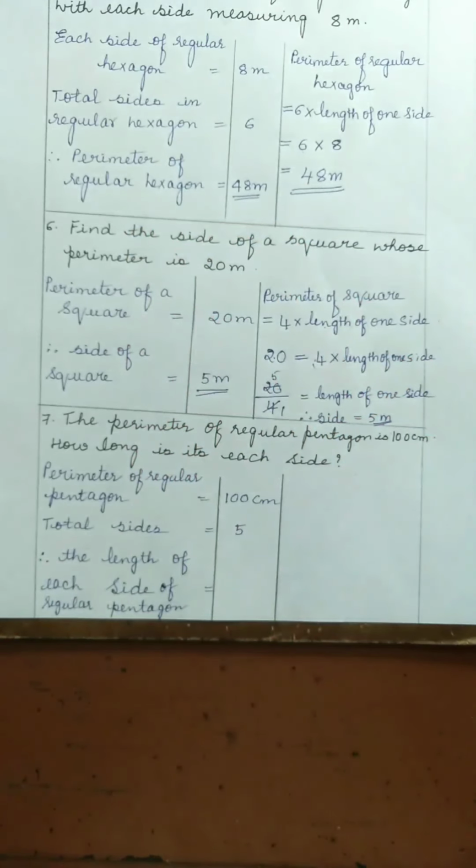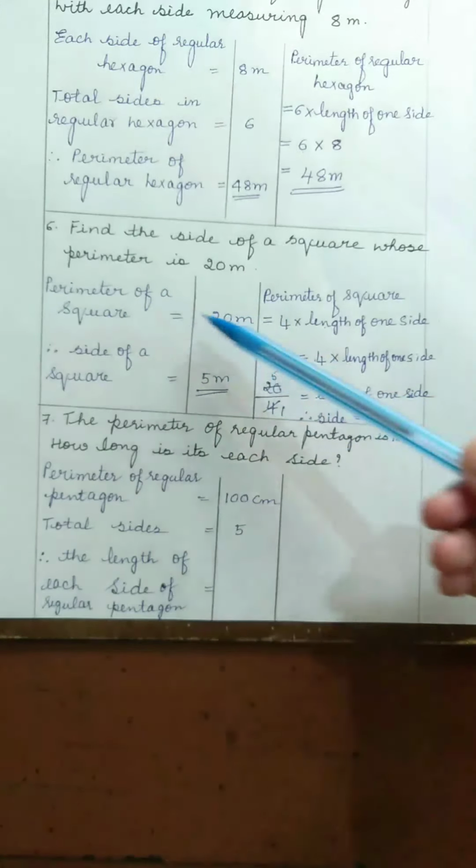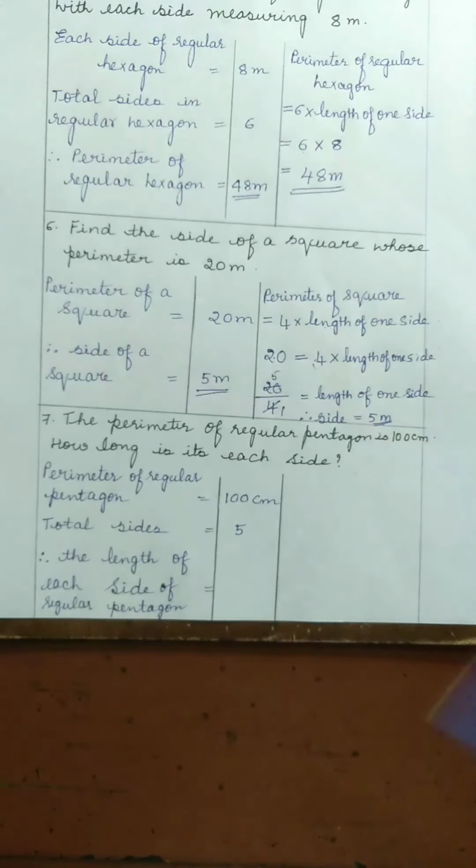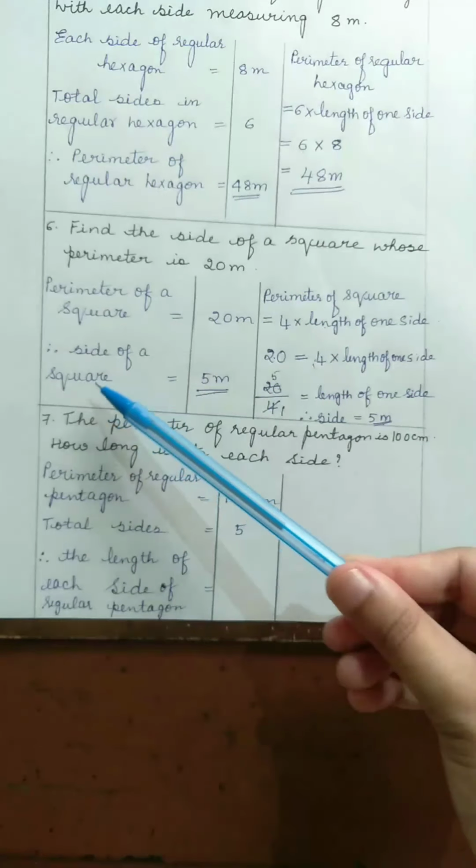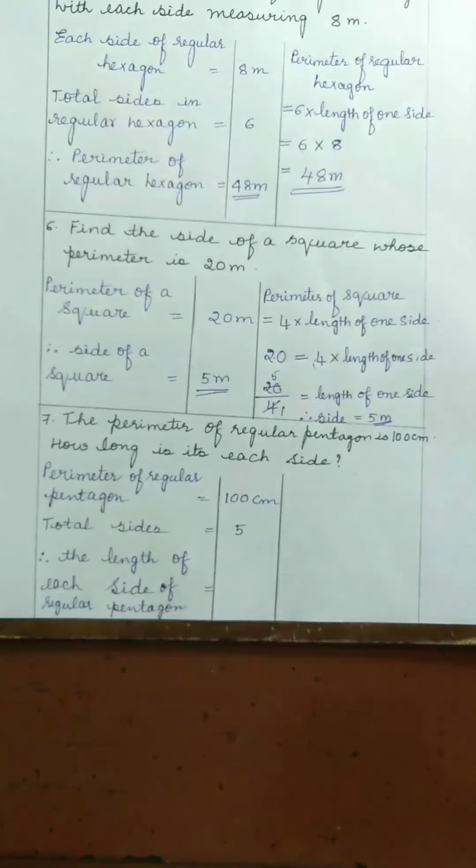So, 5 plus 5, it is 10. 10 plus 5, it is 15. 15 plus 5, 20. We got the final answer of the perimeter, 20 meter. Therefore, children, the side of the square is equal to 5 meter. This is the method of calculating the side of the square when given the perimeter value.